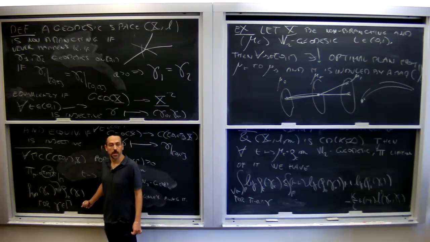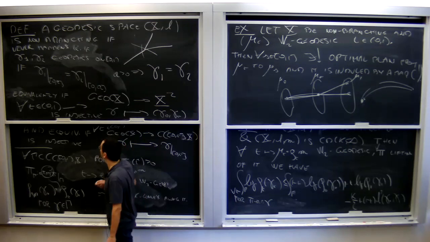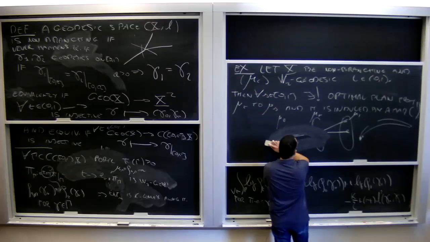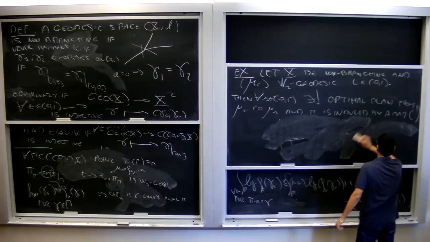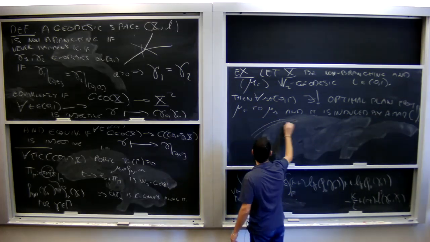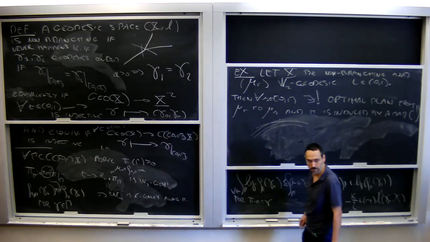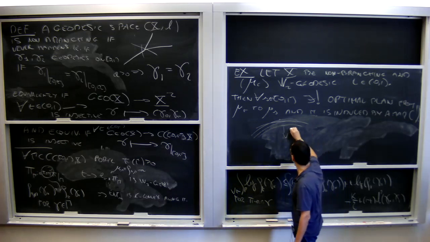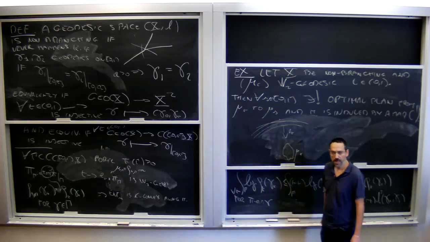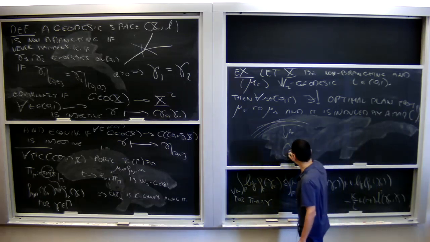But this holds again by the non-branching assumption. The non-branching assumption is telling me this. Let me draw a picture. Pick pi, a plan that gives mass to some geodesics, and then we have the evaluation map e_t, and here I project down and I have mu_t, and then I look at a small region over here.